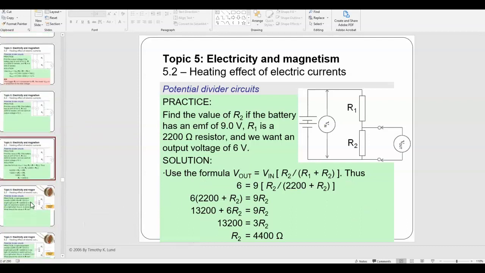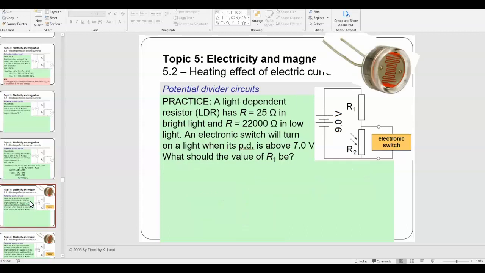Okay, so now we're going to step it up a notch. Where you see voltage divider circuits a lot is in what I like to call sensor circuits. And when I say a sensor circuit, I mean a circuit that is able to detect some type of change in the environment and use that to change the output voltage for some reason. So here is an example.